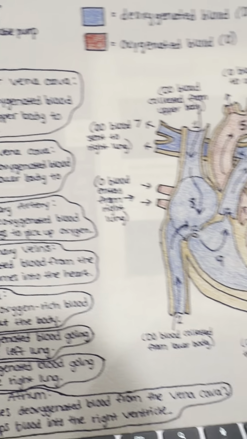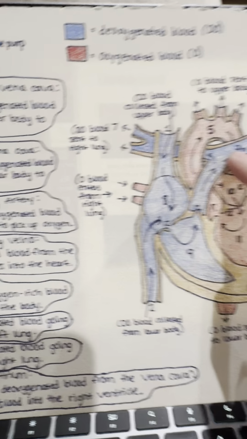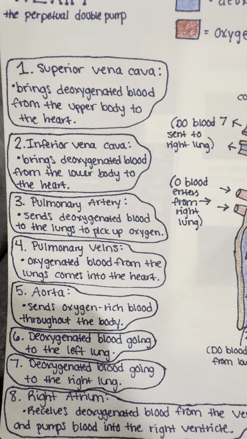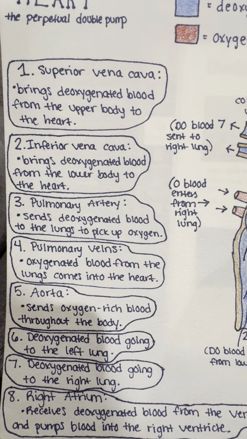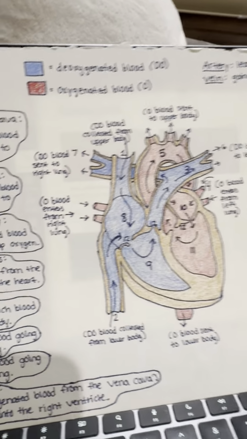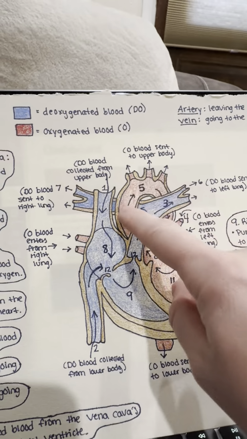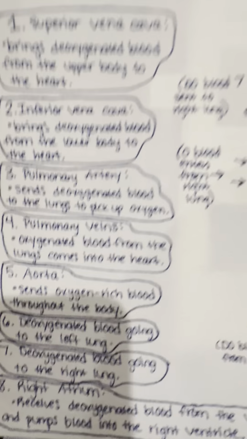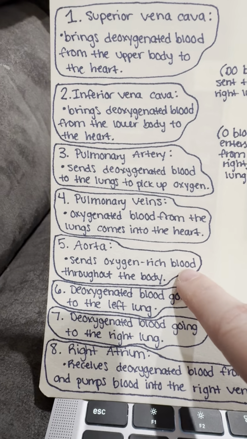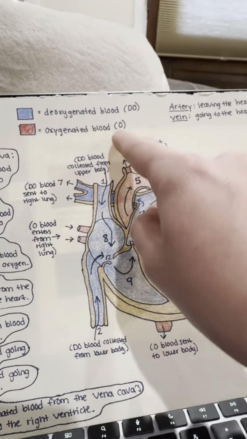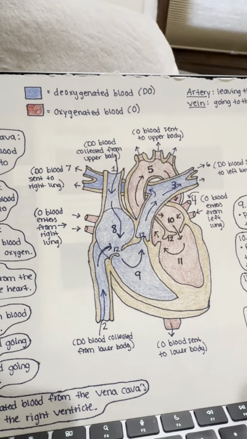The pulmonary artery right here is sending deoxygenated blood to the lungs to pick up oxygen, so left lung going to the right lung. 5, the aorta, it sends the oxygenated blood throughout the body. Specifically, if it's going this way, it's going up to like the head, the shoulders, the arms.